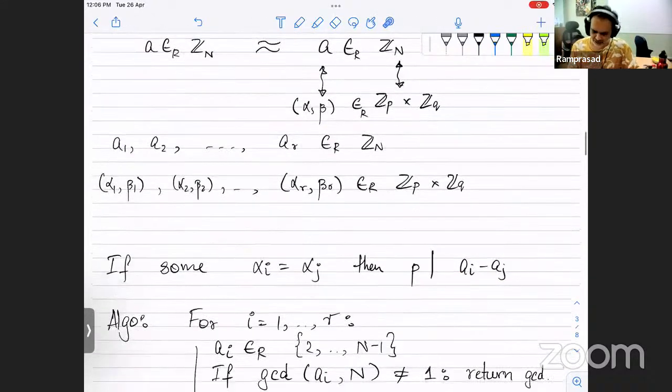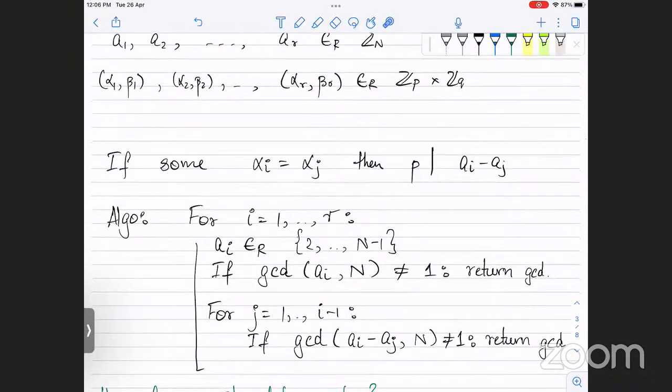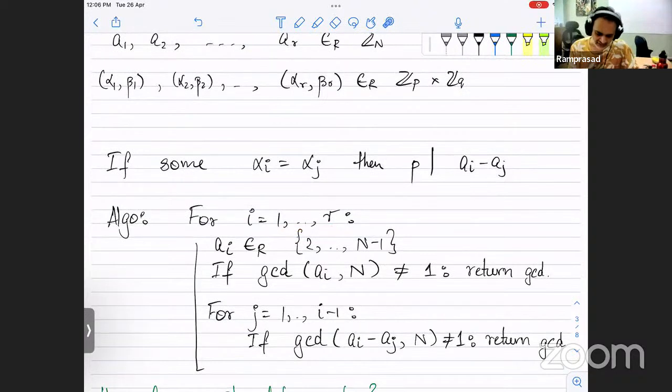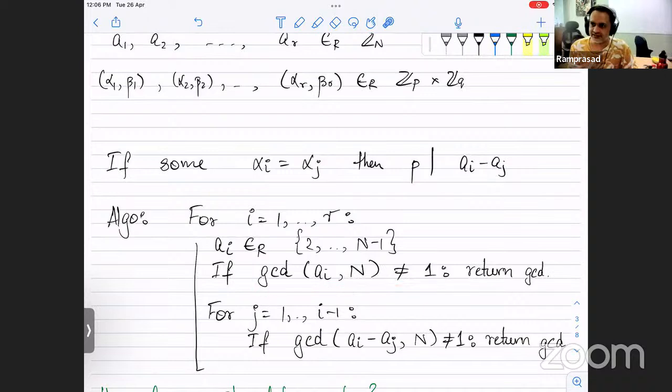So here's what we are going to do. It's an utterly stupid algorithm. We are just going to run over 1 through R. We need to figure out what R is soon, but let's get to it when we get to it. What we are going to do is pick R samples. I'm just going to pick a uniformly random sample from 2 to n minus 1. Well, obviously, if I got lucky, and if this AI happens to have a non-trivial GCD with n, well, great. I just return whatever GCD I found.